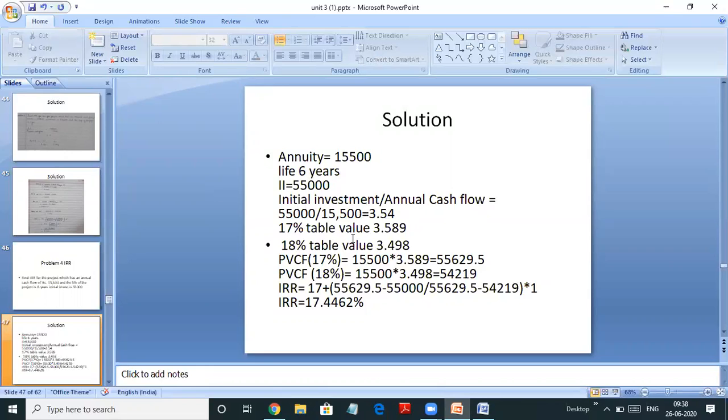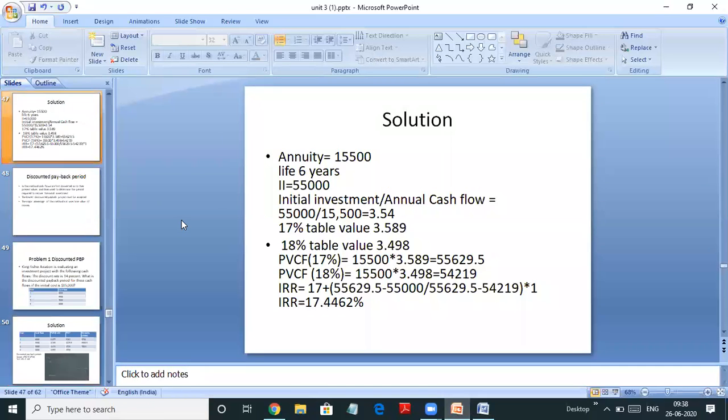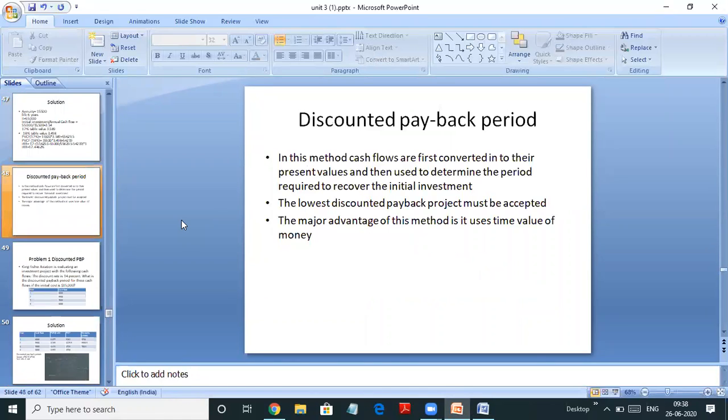You will get the two rates, the lower and the higher rate. So this was about IRR when annuity or annual cash flow is given. Now let's do discounted payback period.